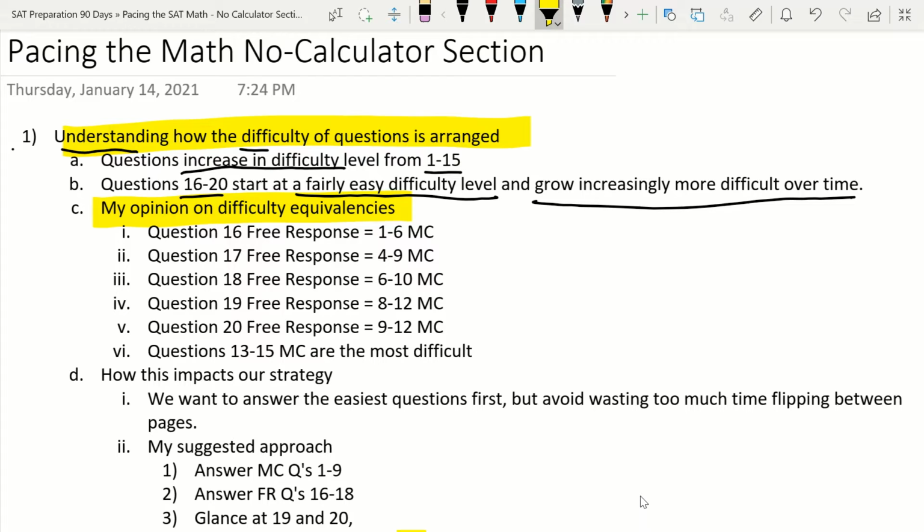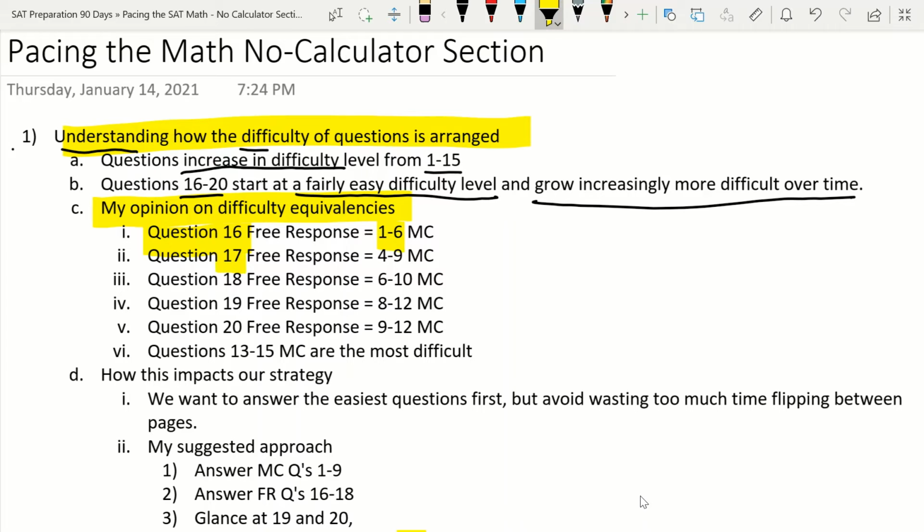So in order to do that, we need to understand what they're equal to, right? So in my opinion, question 16 of the free response is equal to questions 1 through 6 on the multiple choice. So what I mean by that is that if we were to take the 10 SAT practice tests that have been released, and we select question 16 from a random one of those 10 practice tests, okay? In my opinion, it's likely that the difficulty of that question 16 would be comparable to a question 1, 2, 3, 4, 5, or 6 from one of the multiple choice sections, okay?